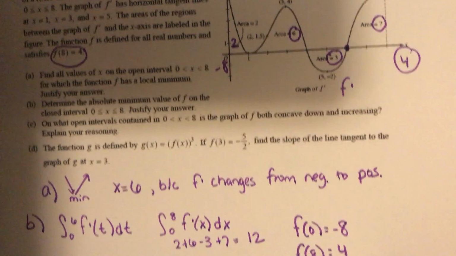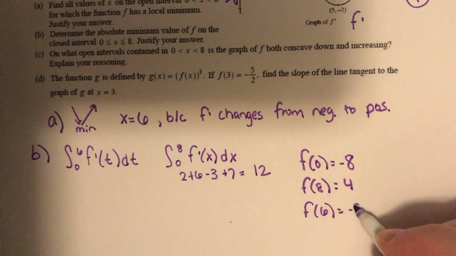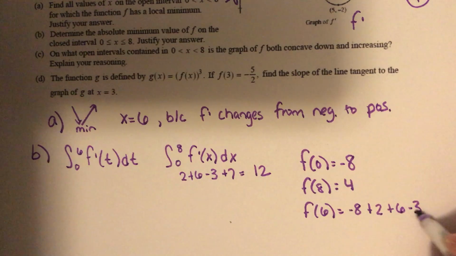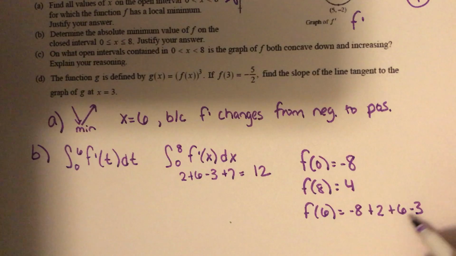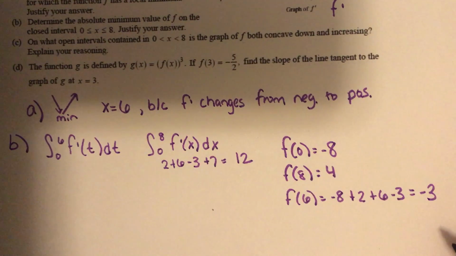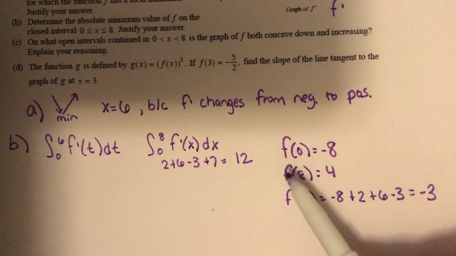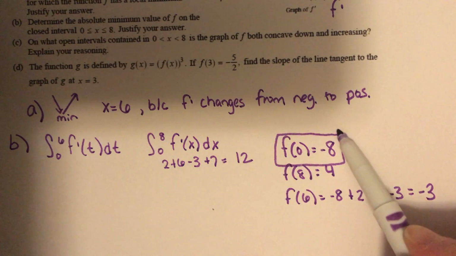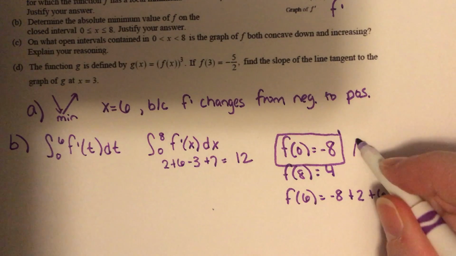f of 6. So let me write that down. We've got -8 plus the 2 plus the 6 minus the 3. So that gives me -3. So my lowest point of the whole graph would have to be at the very beginning, f of 0. That's our absolute min.